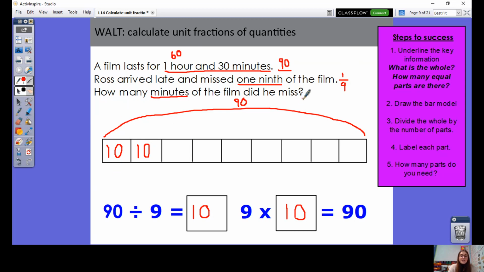So how many minutes of the film did he miss? He missed 10 minutes. That's my answer. My pen's not very good. I'm just going to write 10, but you guys would obviously write 10 minutes.